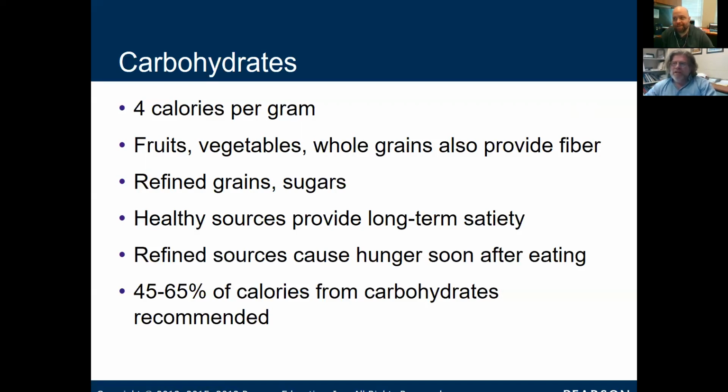But Matt, what if you were eating keto? What percentage of your calories should be from carbohydrates? Oh, percentage of calories? Not even close.